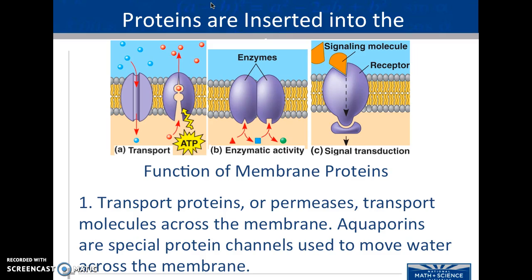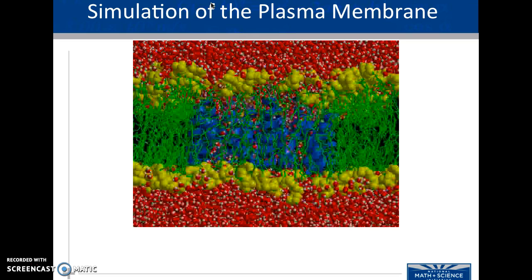The first is a transport protein, or we call them permeases. They transport molecules across the membrane. A specific type would be an aquaporin, which moves water across the membrane. The reason we need them is because of the hydrophobic part of the phospholipids, which doesn't allow molecules to naturally diffuse across the membrane.